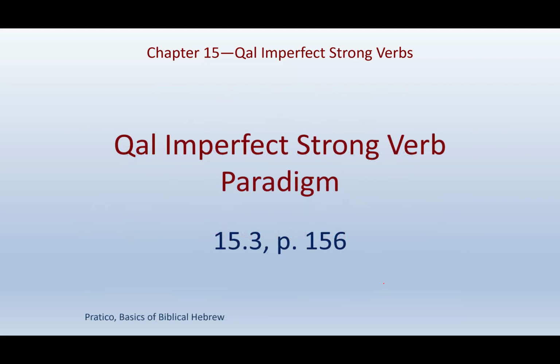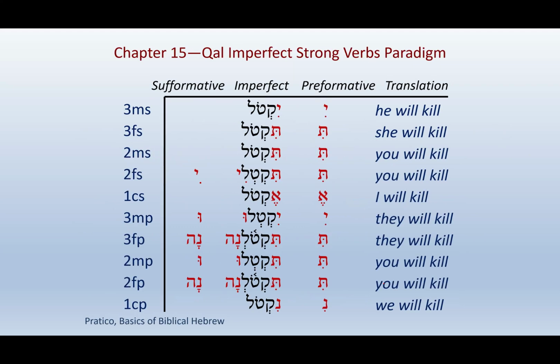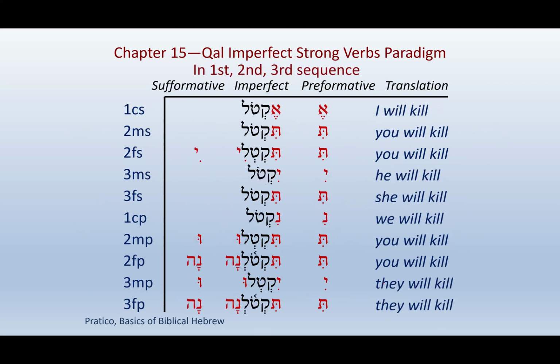And we want to review the Qal imperfect strong verb paradigm. This is the way it is in the book. I struggle with that. If that's the way you want to learn it, that's okay. I found it much easier to learn it in first, second, third person sequence. So we'll just go through these quickly. Again, ektol, tiktol, tiktali, yiktol, tiktol, niktol, tiktalu, tiktolna, yiktalu, tiktolna.